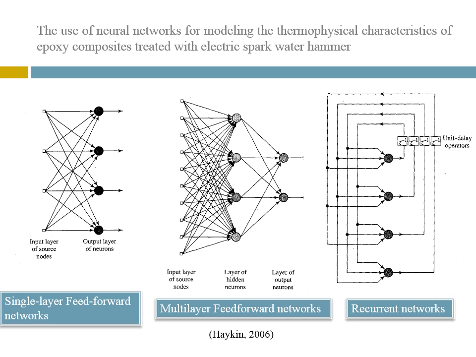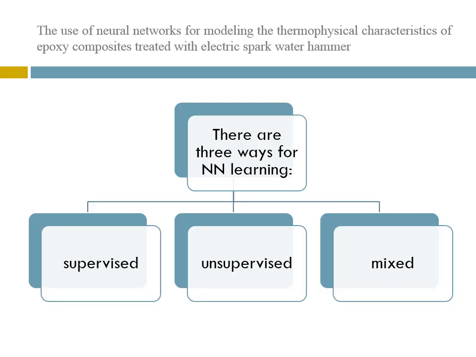In order to create a neural network to solve a specific problem, it is necessary to choose how to connect neurons and the parameters of the connection weights. The structure of neural networks is closely related to the use of learning algorithms. There are three ways for neural network learning: supervised, unsupervised, and mixed. In this case, teacher participation is knowledge presented in the form of input-output pairs.